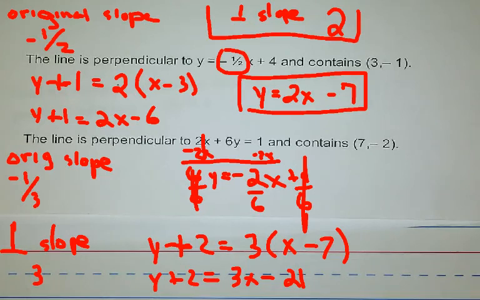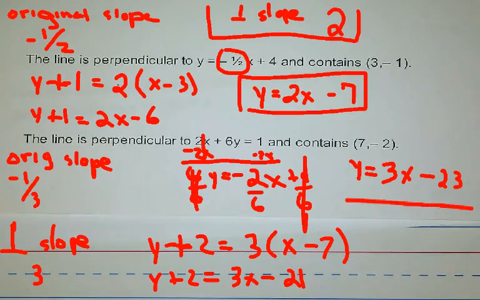Subtract 2 from both sides. So the answer to the question, the line that's perpendicular, is y equals 3x minus, and then I subtract 2, so that would be 23. We did it. Yes, we did. Okay, so now you're ready to go do the parallel and perpendicular problems on page 46 and 47.